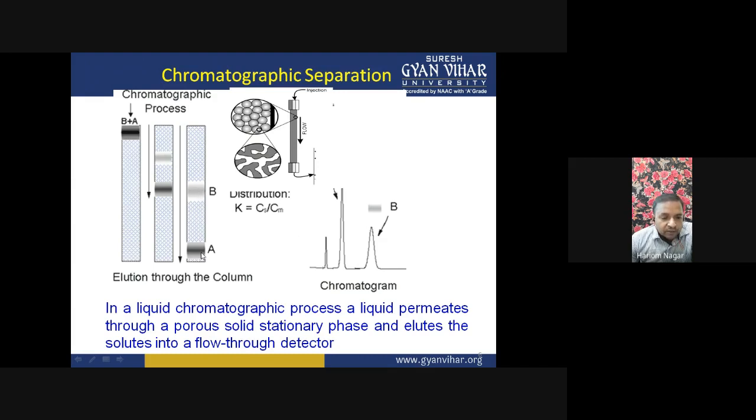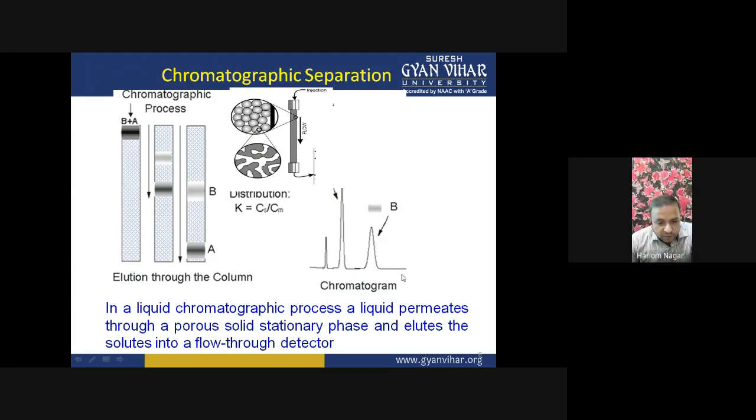So whenever component A elutes from this column and reaches the detector, the detector senses component A, and on the photographic plate there will be a chromatogram. There will be a peak, which is called a chromatogram. Okay, so this will be the peak for component A, and this is the peak for component B. If we move from left to right in this graph, the parameter of time is in increasing order from left to right.